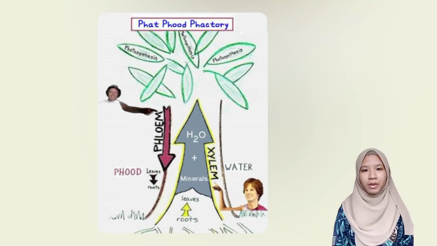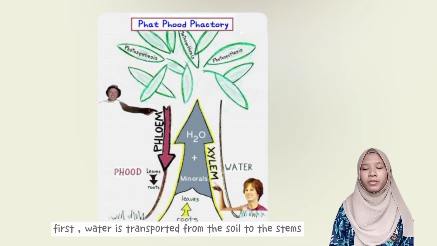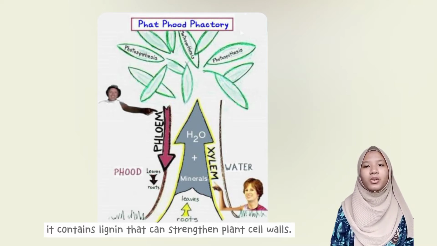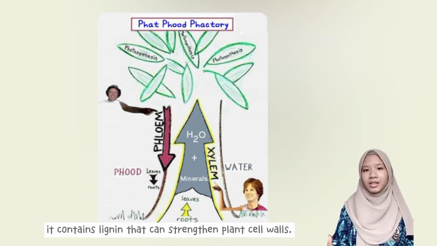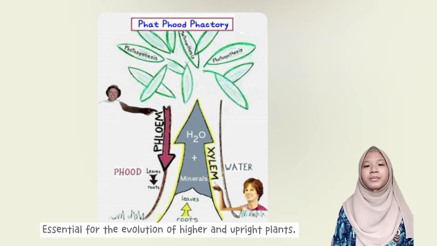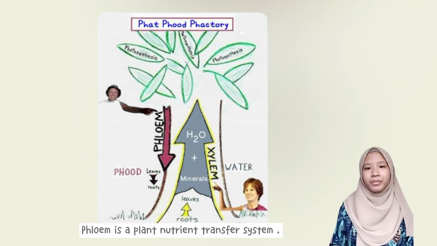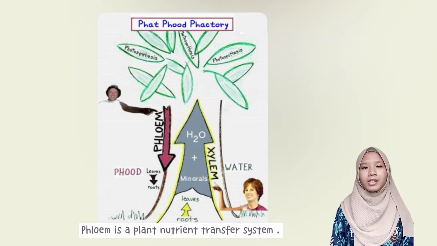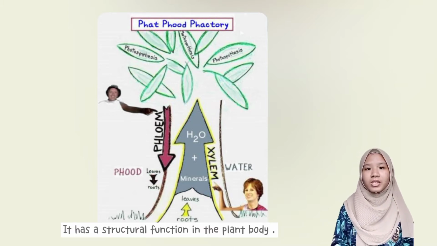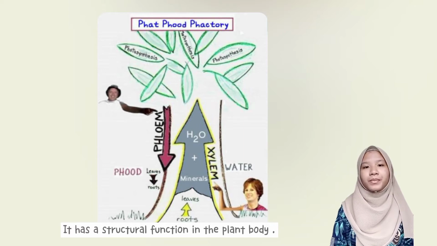The functions of xylem and phloem are as follows. First, water is transported from the soil to the stems and leaves through xylem. It contains lignin, which helps to reinforce the cell walls of plants, essential for the evolution of higher and upright plants. Phloem is a plant's nutrient transfer system. It has a pathway for signaling molecules. It has a structural function in the plant body.